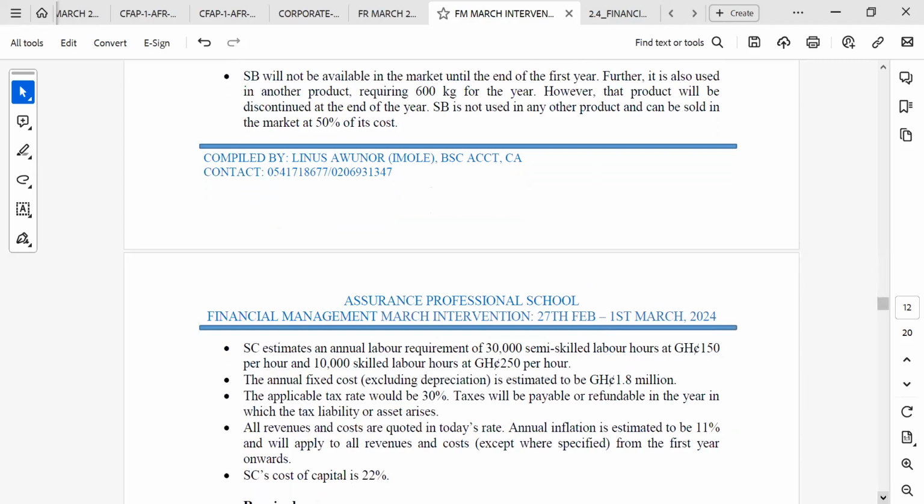The company estimates the annual labor requirement of 30,000 semi-skilled labor hours at 150 per hour, and 10,000 skilled labor hours at 250 per hour. So you can say the company will be using two types of labor. Okay, so let's find their cost one by one.